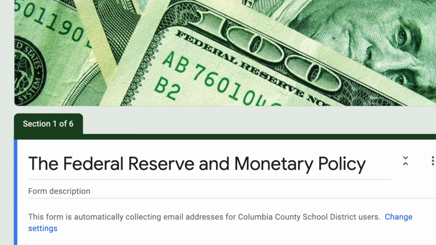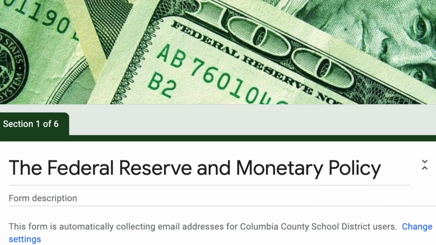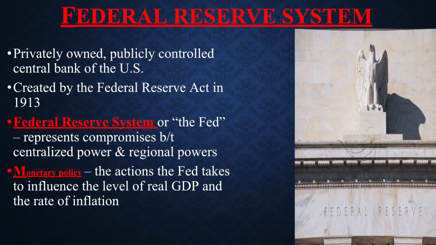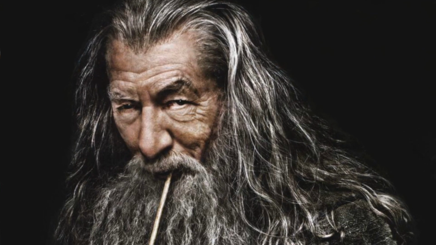Bringing it back to your assignments that you've already done, when we talk about the Federal Reserve, what you need to remember is that the Federal Reserve, created in 1913, is the central bank of the United States. It is the bank of banks. It's the bank of the government. It is the granddaddy banks. It is the one bank to rule them all.